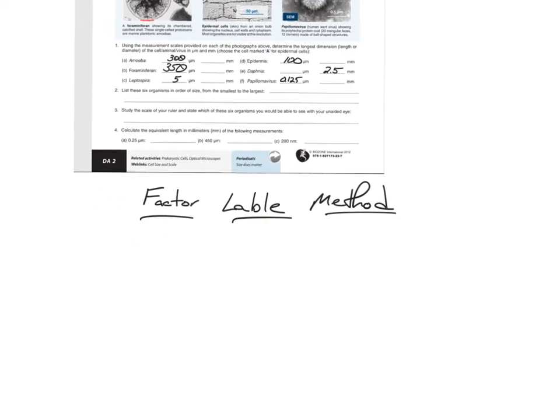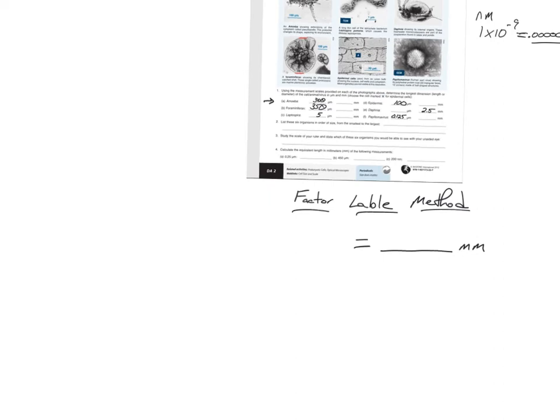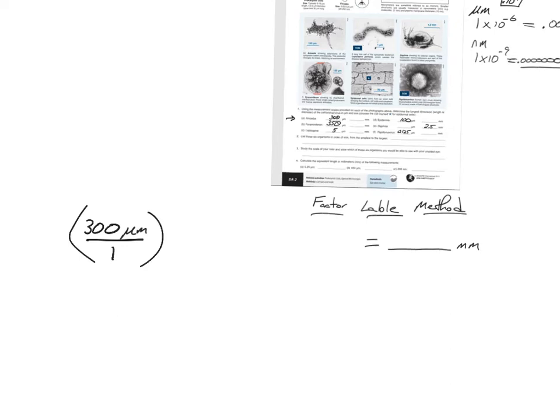So the way you do it is you put an equal sign, and on this side, you're going to put what you want. So let's take a look at the amoeba. You want what? Millimeters. And on the left side, you're going to put what you have. What do you have? Micrometers. How many micrometers specifically? 300. You're going to put that over 1 and put it in brackets. So that's what you're starting with, and you want to end over there.